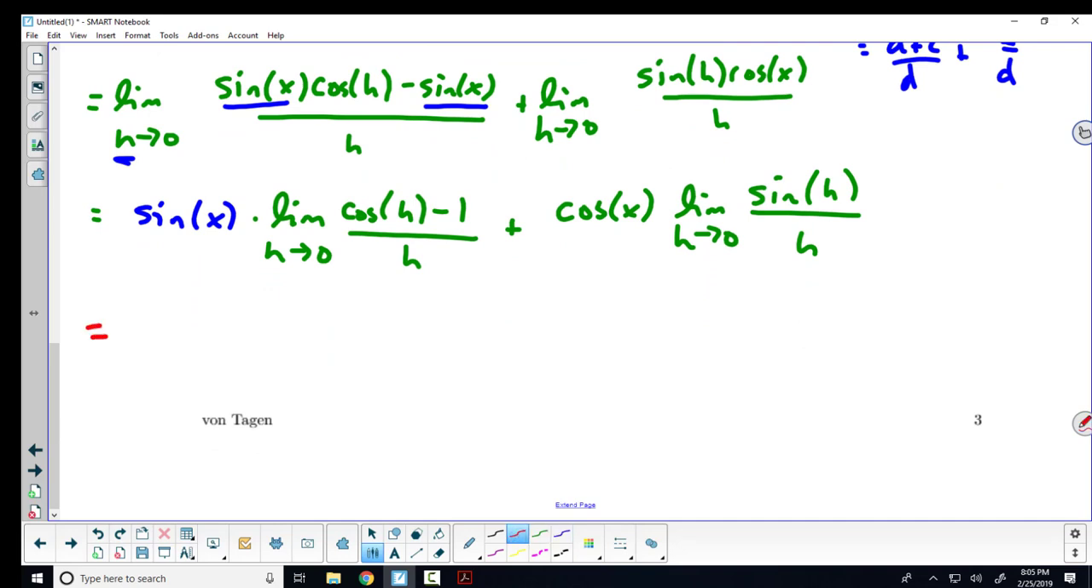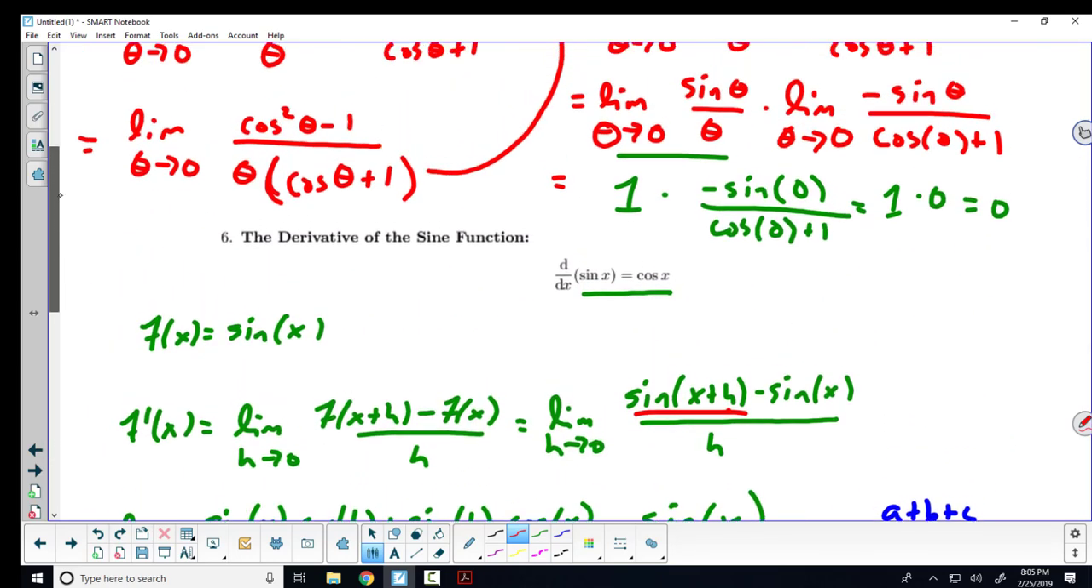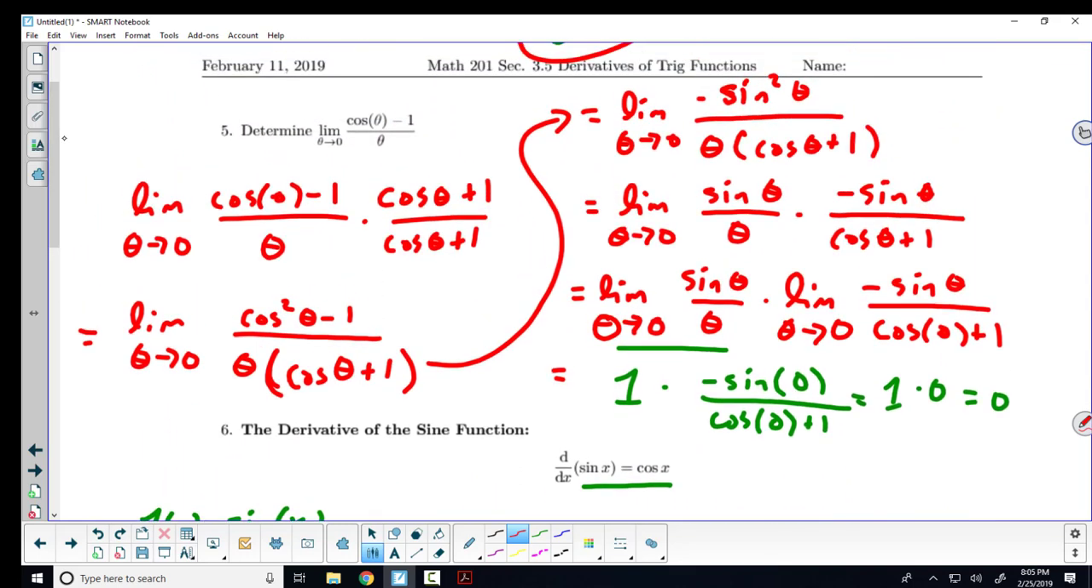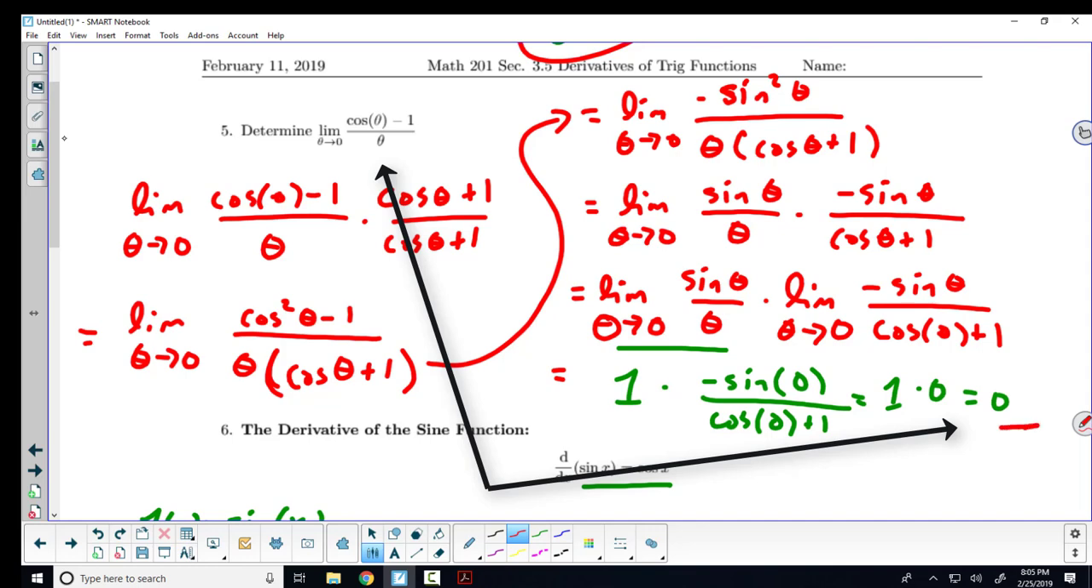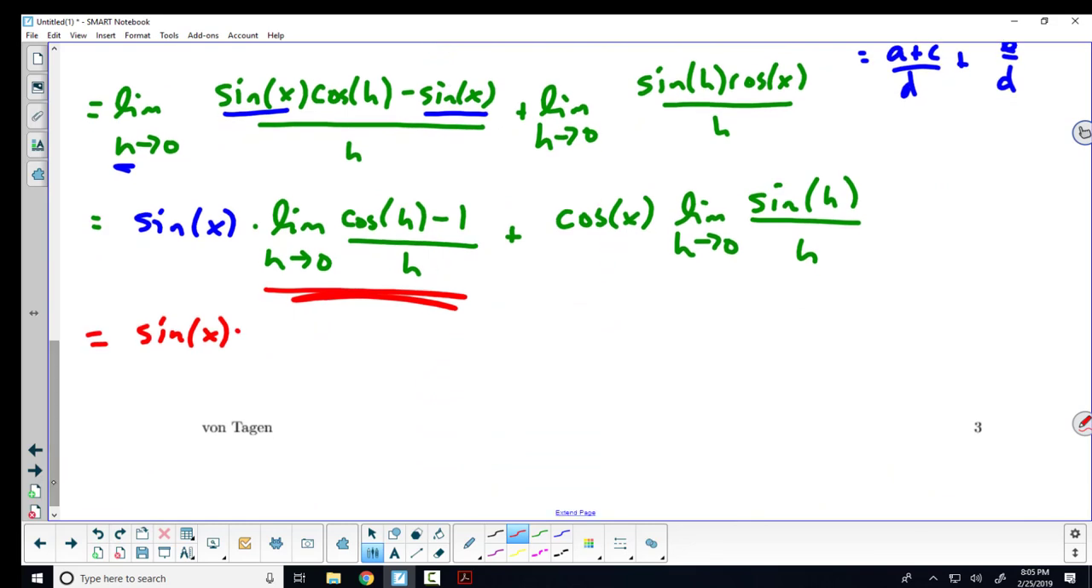So folks, we're done. This is the sine of x times what? Does this limit look familiar? It's this limit right here, right? But with h's instead of thetas, and that limit came out to be 0. Times 0. Plus the cosine of x times this limit here.